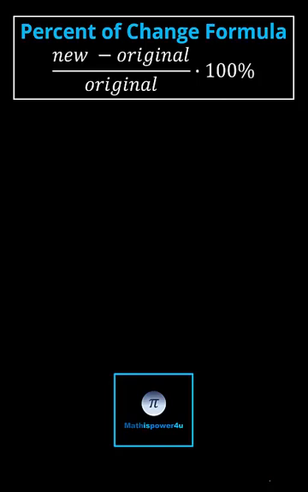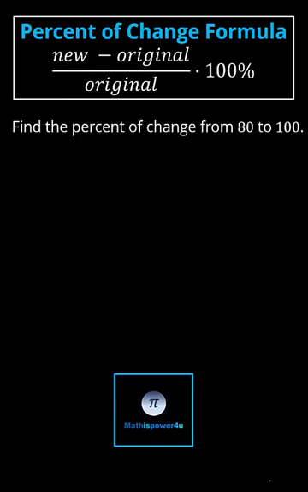To find the percent of change, we determine the difference of the new and the original amounts, divide by the original amount, and then convert to a percentage by multiplying by 100%. As an example, let's determine the percent of change from 80 to 100.